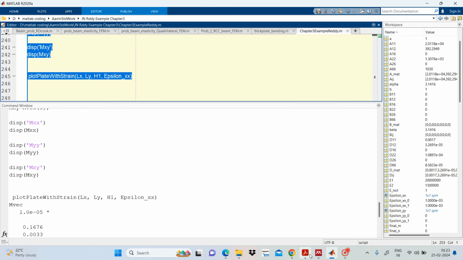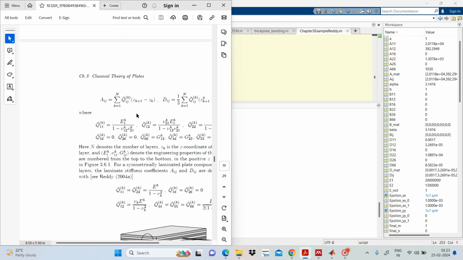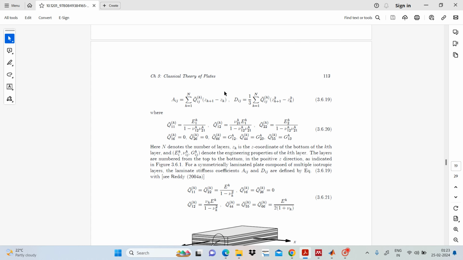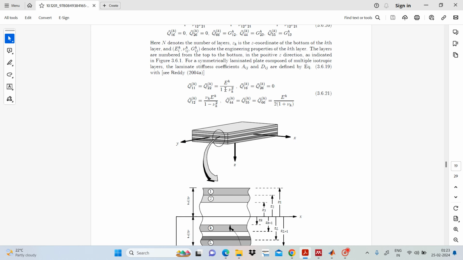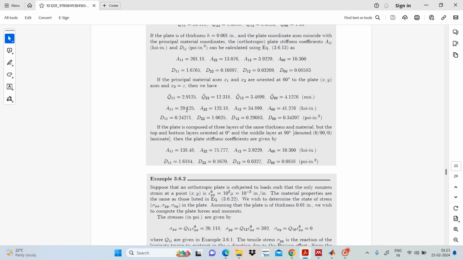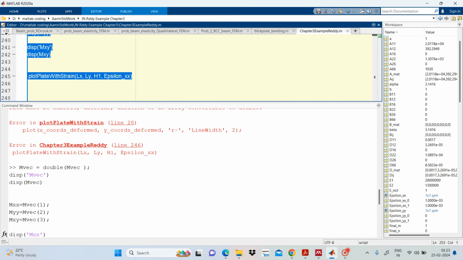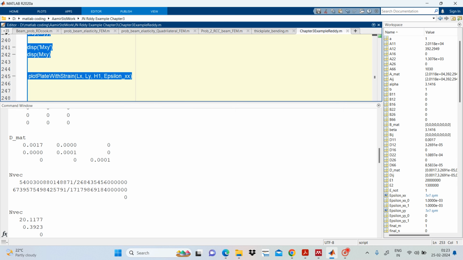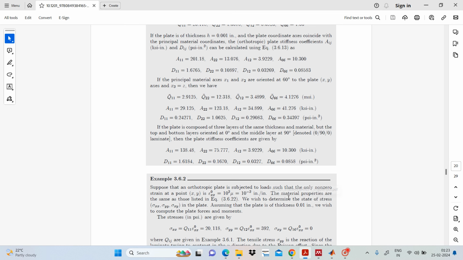We will see here. The A matrix and D matrix are given here. B is already 0, so it's not required to see. Here we have the D matrix, 0.0017 and so on. The same is given here, the D matrices and all.